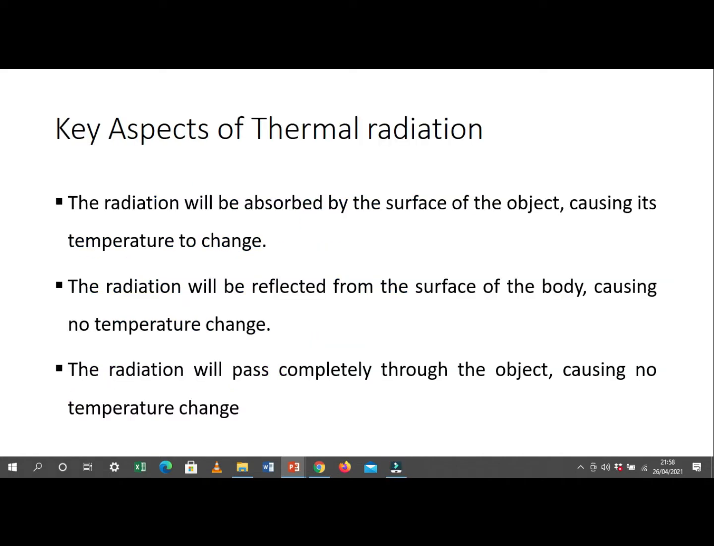Thermal radiation can travel as easily through a vacuum as it can through air or water. It is a good thing that it does, otherwise the sun would never be able to warm the Earth's surface. When thermal radiation falls on an object, some combination of the following three things will happen. Number one, the radiation will be absorbed by the surface of the object, causing its temperature to change. Number two, the radiation will be reflected from the surface of the body, causing no temperature change. Number three, the radiation will pass completely through the object, causing no temperature change.